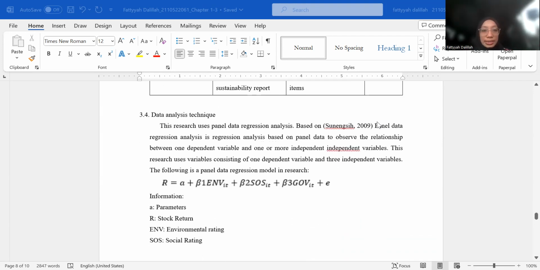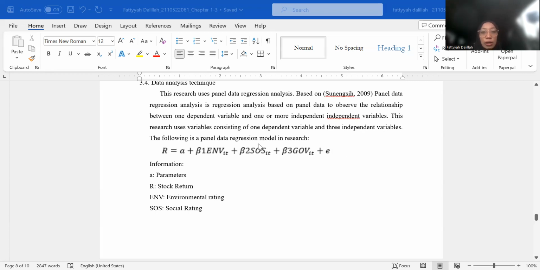And for the data analysis technique, this research uses panel data regression analysis, which is the regression analysis based on panel data to observe the relationship between one dependent variable and one or more independent variables, as stated by Sunengsi in 2009. This research used variables consisting of one dependent variable and three independent variables. As I mentioned before, the one dependent variable is the stock return, and the three independent variables are ESG: environmental, social, and governance.